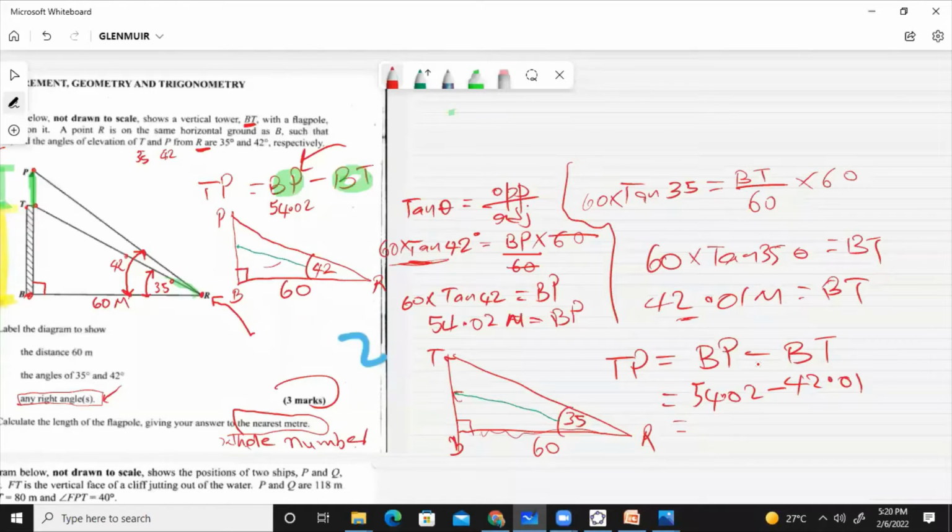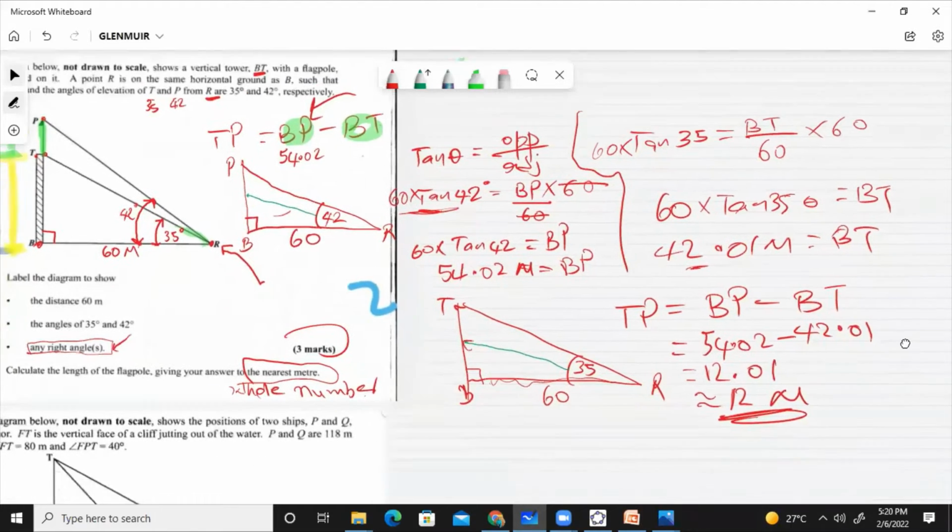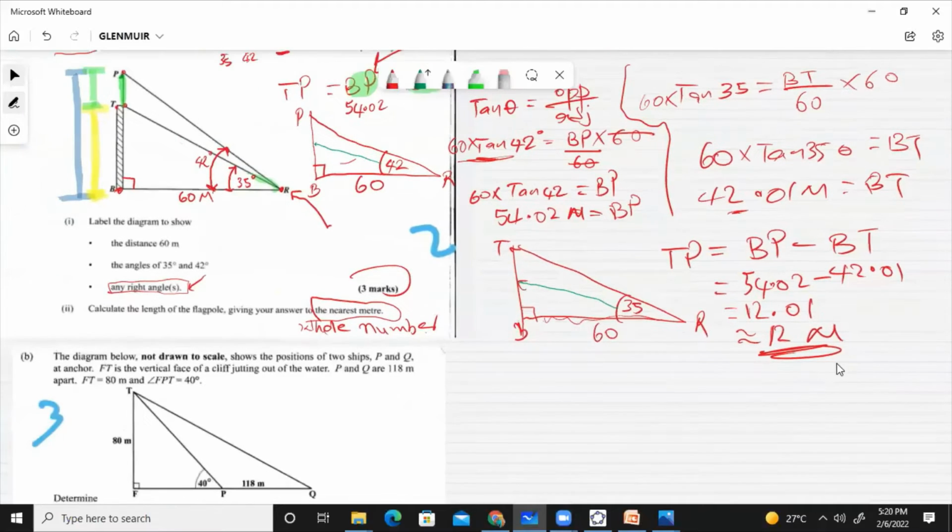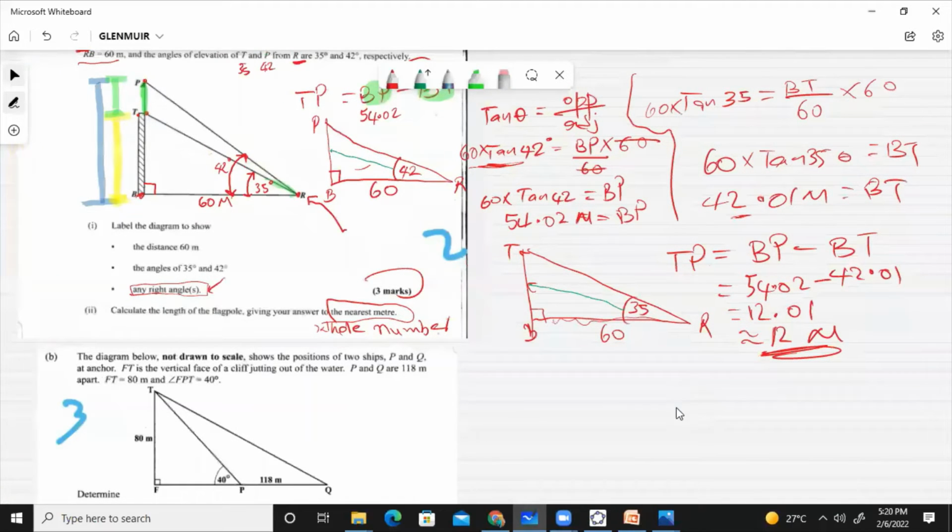54.02 minus 42.01, and I'm looking at 12.01. Remember, they say to the nearest meter, and the nearest meter is a whole number, and this whole number is just 12. I hope that everybody agrees with me right there. Talk to me. Are we okay with this?